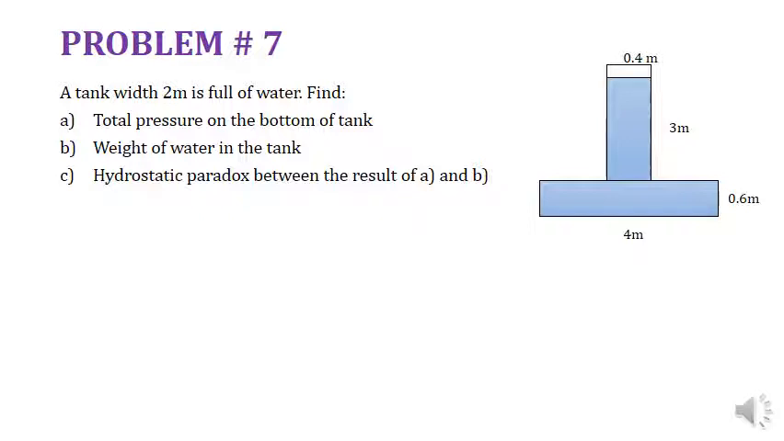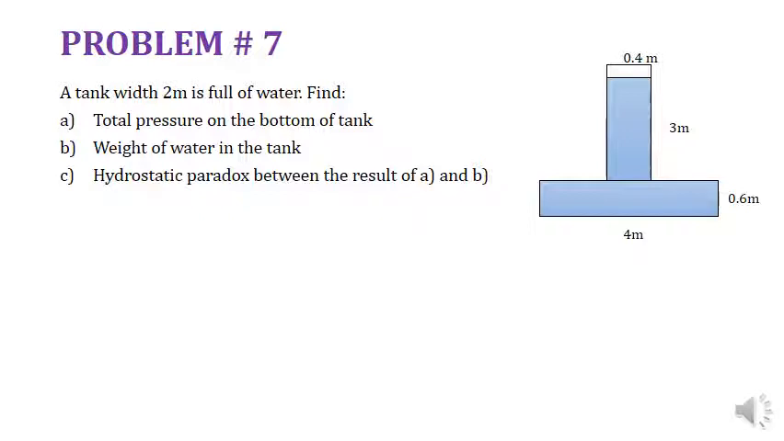Now problem number 7: a tank with 2 meter width is full of water. You need to find the total pressure on the bottom of the tank as shown in the figure with the particular dimensions. Second, you need to determine the weight of the water in the tank, and thirdly you need to determine the hydrostatic paradox between the results of A and B. So this paradox is very easy. If both of the answers are with you, then the difference will be there, and it is going to confirm the hydrostatic paradox.